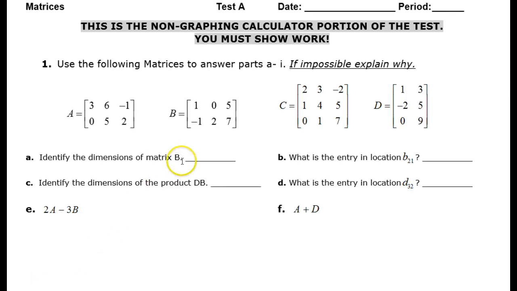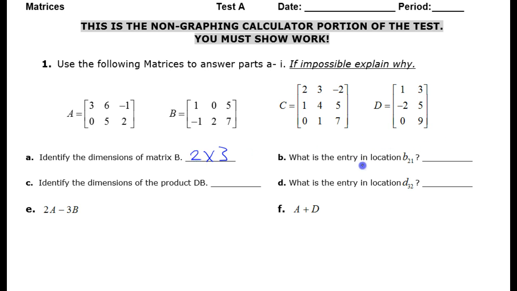In this video, we will review some matrix vocabulary and do some basic matrix operations. When we talk about the dimensions of a matrix, we are talking about the number of rows and the number of columns. Rows go across and columns go down. So for matrix B, this has 2 rows and 3 columns. So this is a 2 by 3 matrix, and those are the dimensions.